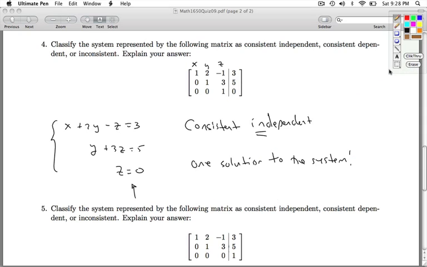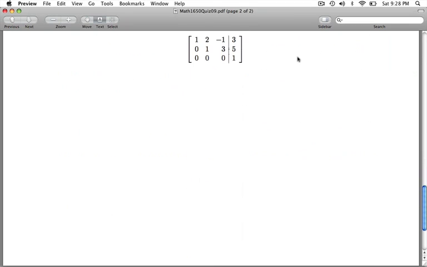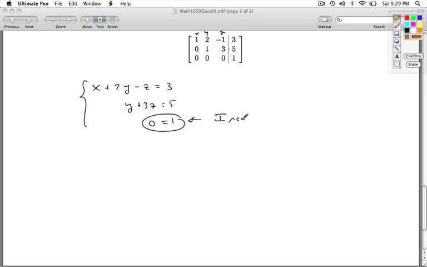And now contrast this with number 5. Number 5, the bottom row has all zeros and a 1, but where the 1 is makes all the difference. So once again, if I decode this with x, y, z, I get x plus 2y minus z is 3, y plus 3z is 5, and 0 equals 1. Well, this is inconsistent.